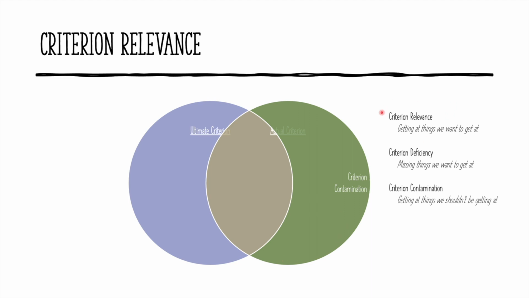So criterion relevance is basically that middle bit, getting at the things that we want to get at. Criterion deficiency are the things that we're not getting at, and criterion contaminations are things that we are getting at, but shouldn't be getting at.